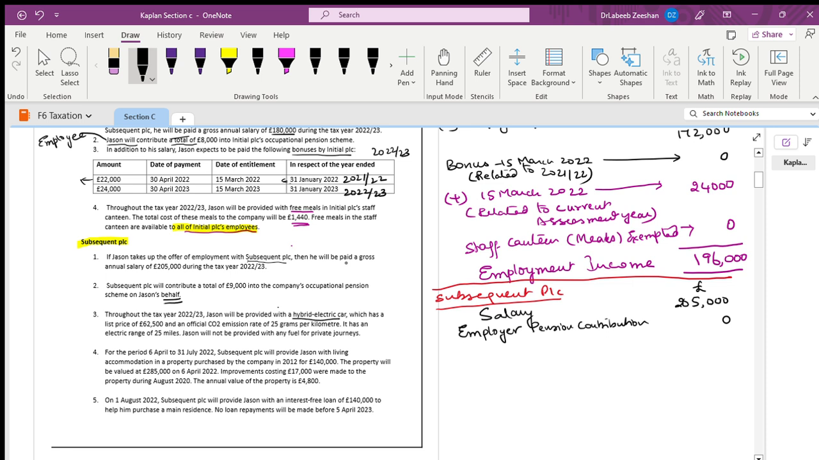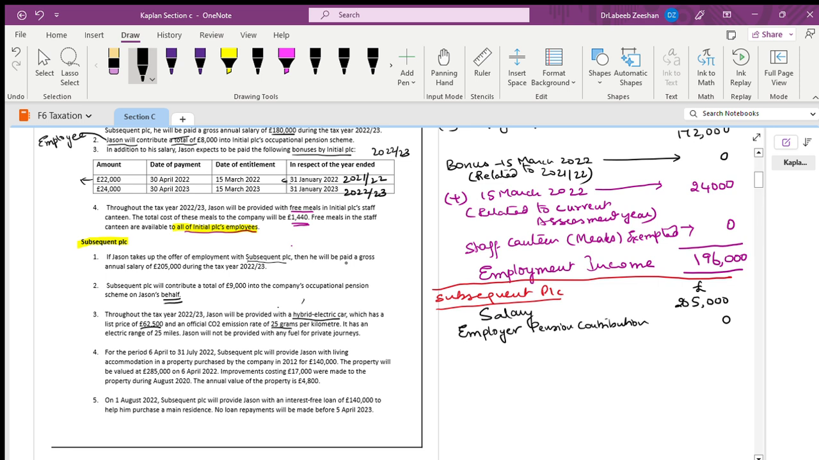This is the new rules, right? Hybrid car, electric cars. Now you have this concept. Previously, it was not there. It was only petrol car or diesel car. Now you have hybrid cars and electric cars also. Which has a price list of how much? Which has a price list of 62,500. They have a carbon emission of 25 grams.